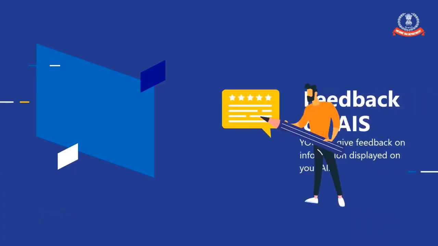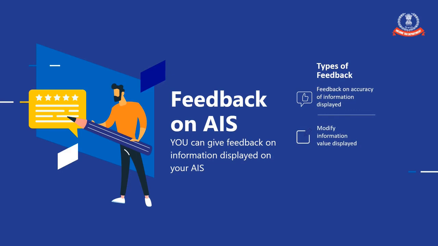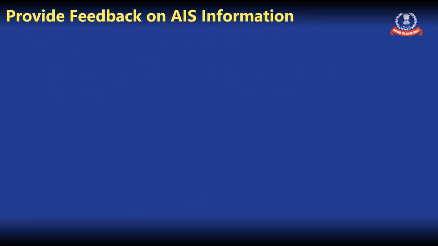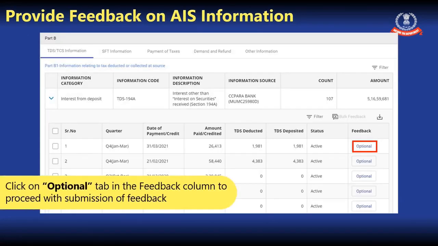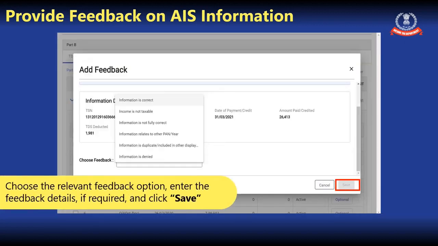Now you can also give feedback on the information which is displayed in your AIS. There are three types of feedback. You can give feedback on accuracy of information displayed. You can also modify the information value displayed, and then there are options for customized feedback based on the information category. Let us see how we provide feedback on AIS information. As feedback is optional, you can click on the Optional tab in the Feedback column to proceed with submission of feedback. Here you will be given various options, so you can choose the option and then click on the Save button.